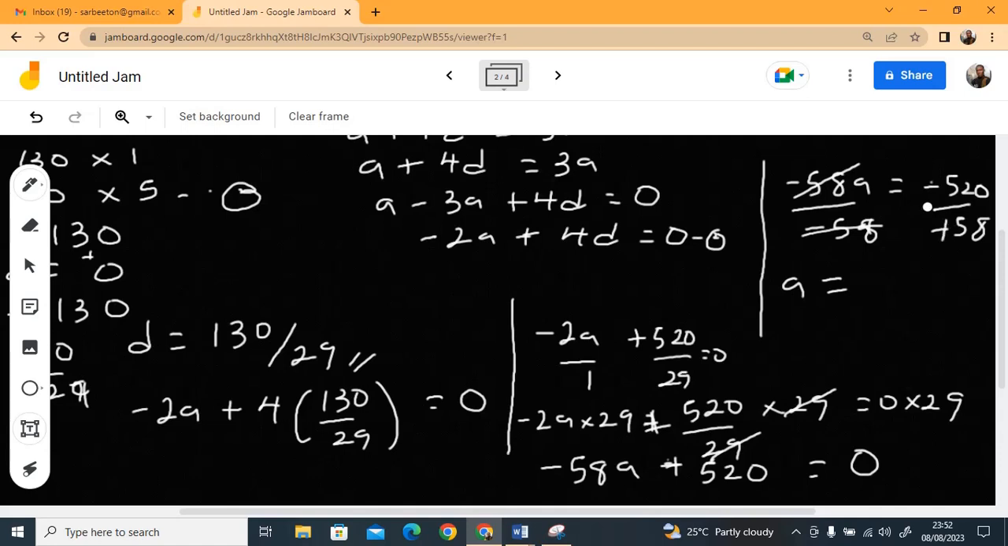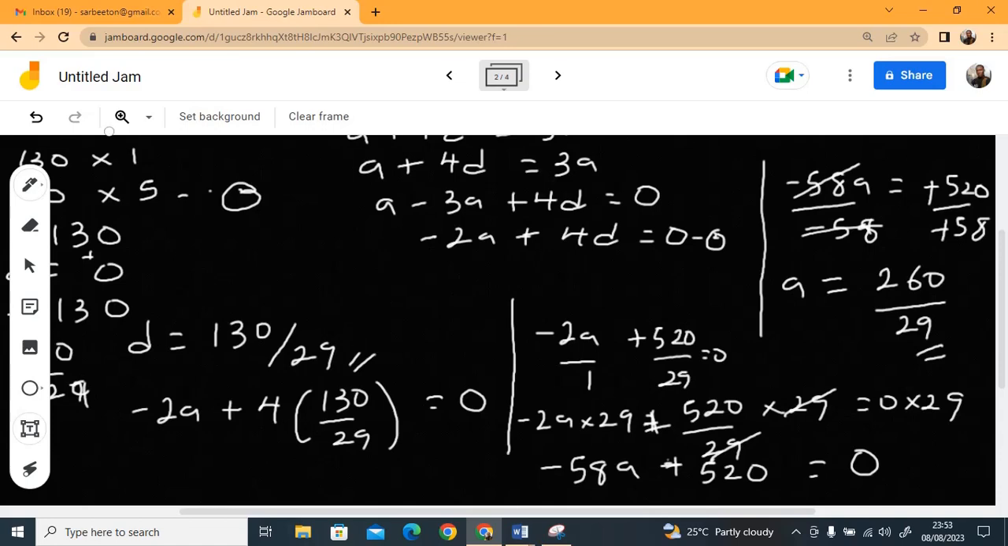I think 2 can go here. Yeah, 2 can go into 520. 520 divided by 2 should give me 260, and 58 divided by 2 should give me 29. So a is 260 over 29, while our common difference is 130 over 29.